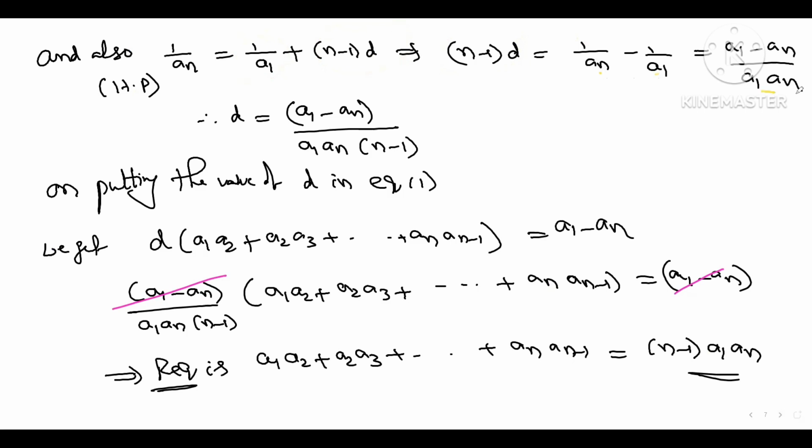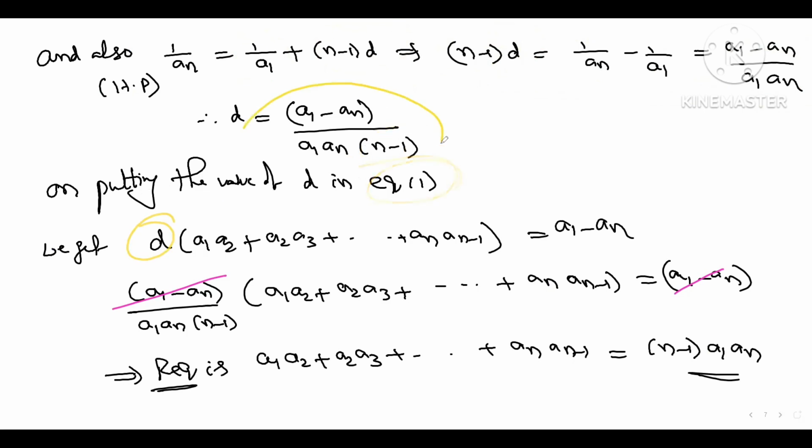A1 minus An by A1 An. So after simplification, what is the D value here? D is equal to (A1 minus An) by A1 into An into (n minus 1), sending the other side. So on putting the value of D in equation 1.